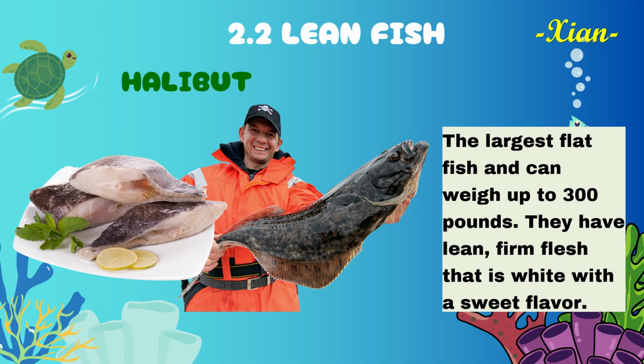Halibut, the largest flatfish, capable of weighing up to 300 pounds. It has lean, firm, white flesh with a naturally sweet flavor, making it popular for grilling, broiling, or steaming. Key differences. Cod: mild, flaky, medium size. Haddock: sweeter taste, smaller, firmer flesh. Halibut: largest of the three, meaty texture, stays firm in cooking.